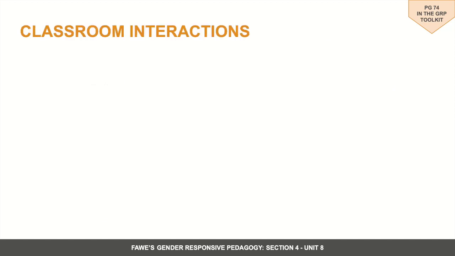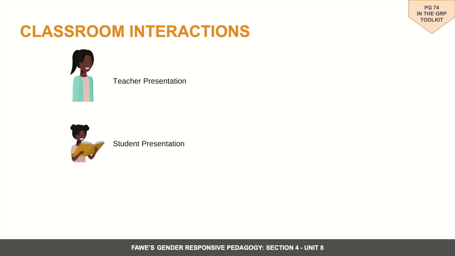Many dynamics in classroom interactions have an impact on teaching and learning processes. They include teacher presentation. For example, is the teacher unkempt or uninterested, or is the teacher dressed professionally, engaged, and approachable? Student presentation refers to how the student comports him or herself.